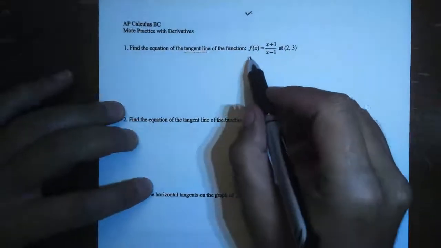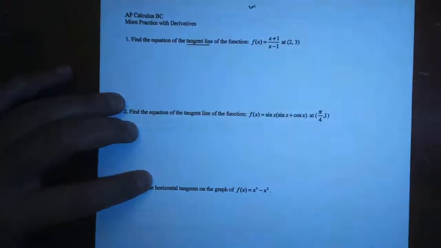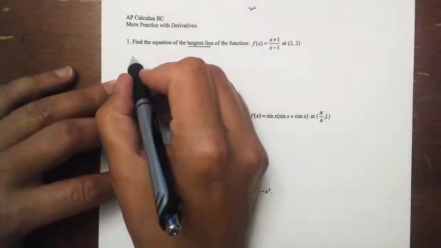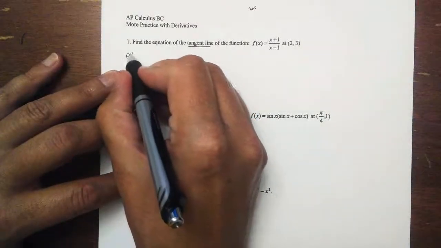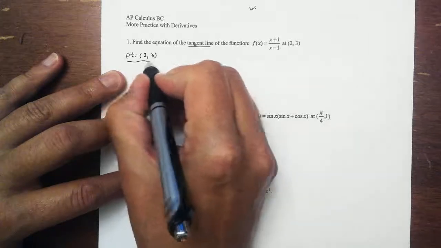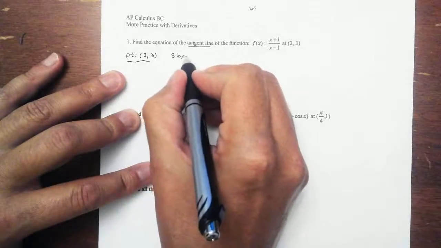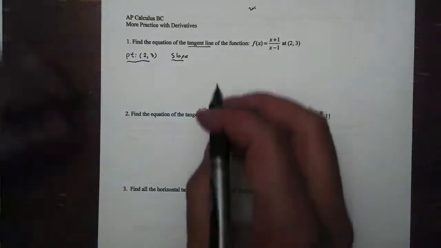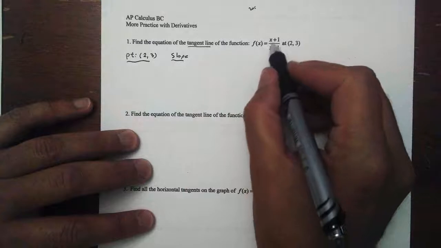So we want to write the equation of the tangent line of this function at the point (2, 3). Remember, when we write the equation of a tangent line, the first thing we need is a point, and we're given the point as (2, 3). Next, we need the slope. Well, the slope requires our derivative. So let's go ahead and talk about how we get the derivative of our function right here.